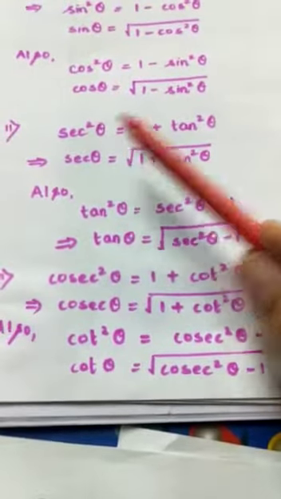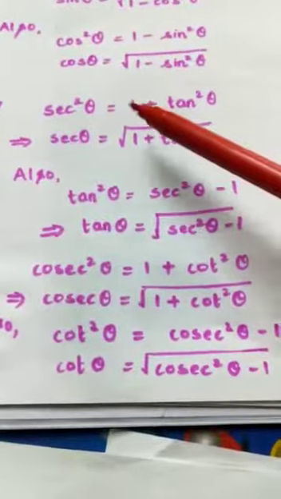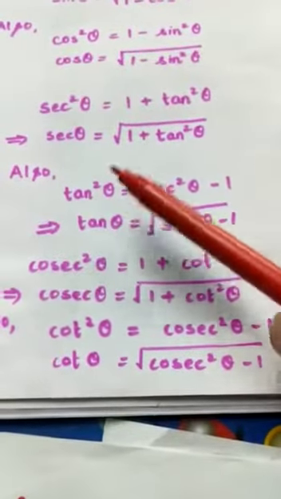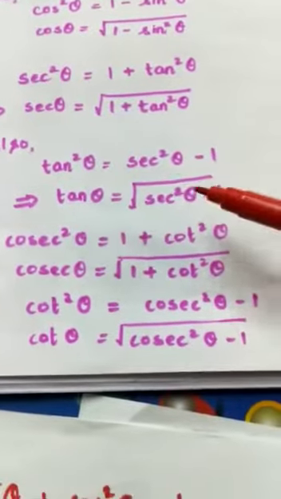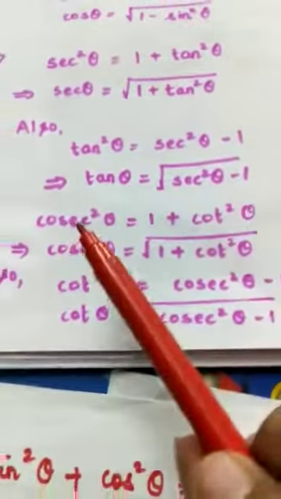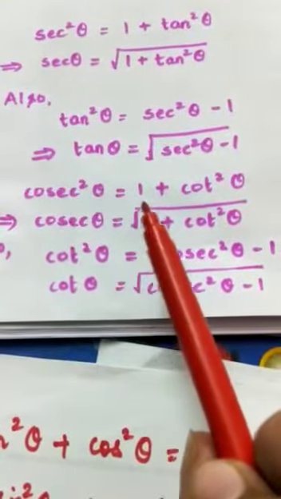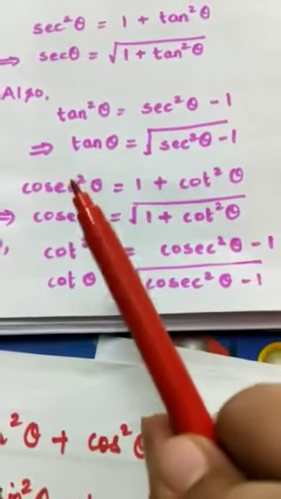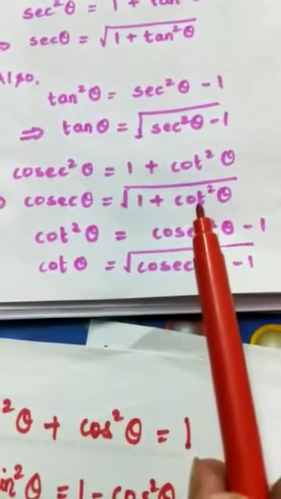This square will be shifted to that side, it will become root over. Again, when I shift this 1 to that side, it will become tan square theta equals sec square theta minus 1. Shifting the square to that side, it will become root over. You got tan in terms of sec. Now the third identity, what is it? Cosec square theta equals 1 plus cot square theta. So when you shift this square to that side, it will become root over. That's why you got cosec in terms of cot.